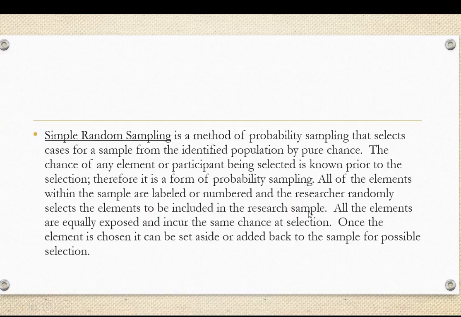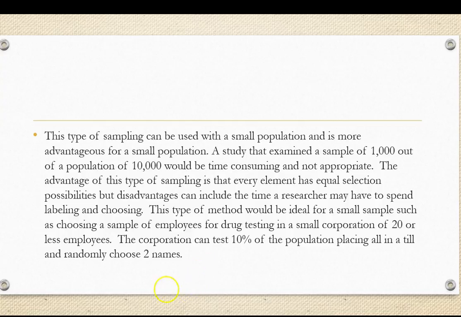Just as she explained, you use a sampling frame. All the elements are equally exposed and incur the same chance at selection. Once the element is chosen, it can be set aside or added back to the sample for possible selection. Also, this type of sampling is best used for a small population. A study that examined a sample of 1,000 out of a population of 10,000 would be very time consuming and not appropriate because you would have to have them all listed and a sampling frame that included this entire population.